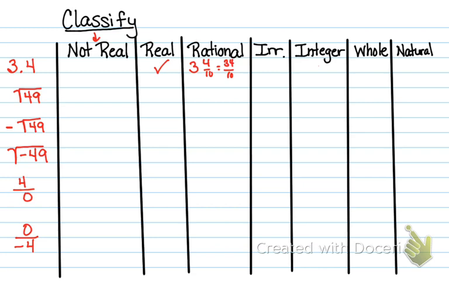If it can't be an integer, there's no way it could be a whole number or natural. It has to fit into each category. So we know that this is a real rational number. That's how we could classify it.